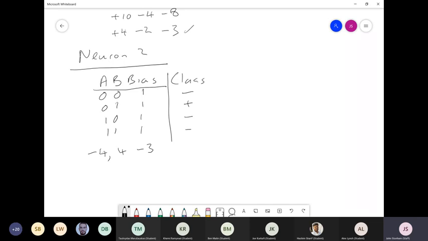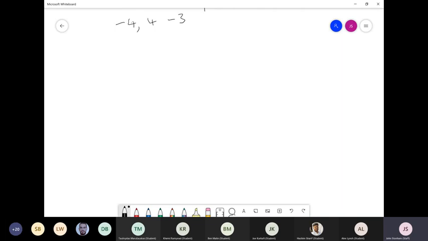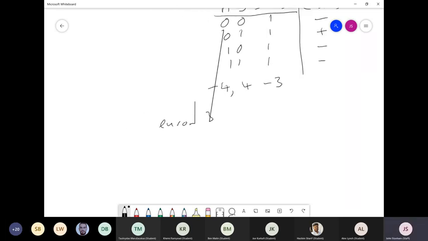And finally, for the third neuron, oh, why is my screen frozen? Machine is particularly slow.